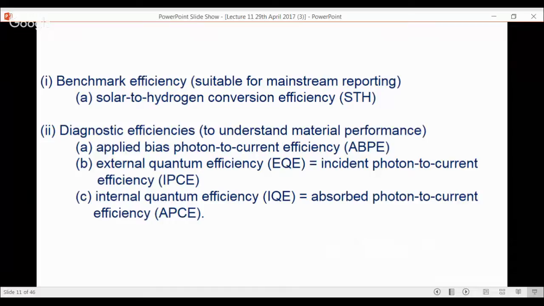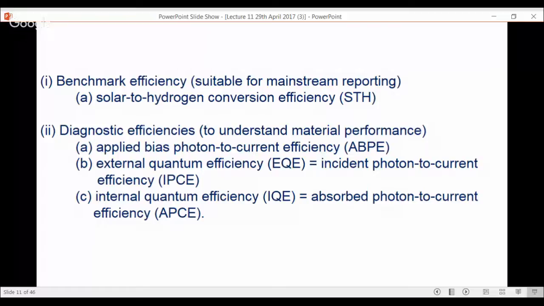Whereas diagnostic efficiencies are to understand material performance, such as applied bias photon to current efficiency. So we saw that in bismuth vanadate tungsten oxide, we are applying about 1.23 volts. So therefore, applied bias and photon to current efficiency. Okay. External quantum efficiency is incident photon to current efficiency, IPCE. This is a common terminology. IPCE, incident photon current efficiency, is the common parameter normally reported in literature for the diagnostic efficiency.